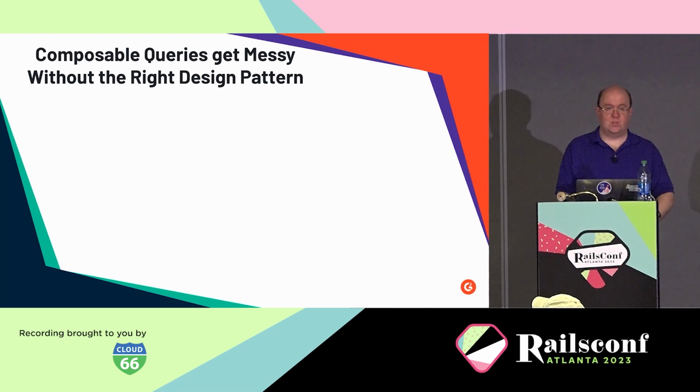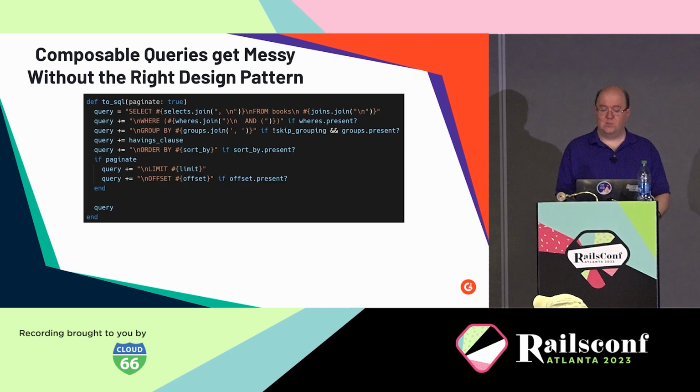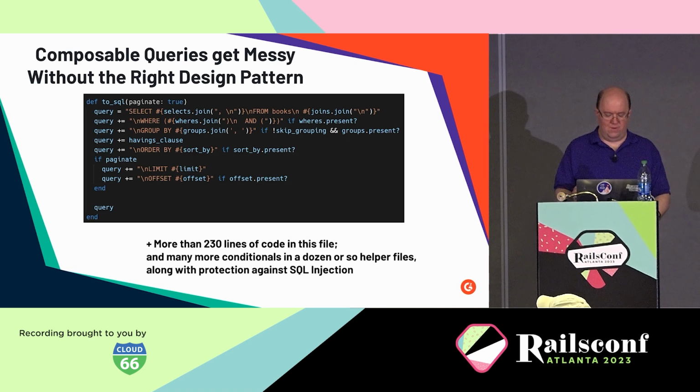And composable queries can get messy quite easily. I'm sure many developers in this room have experience struggling with this. So what I'm going to show you is an old design pattern we used. This is legacy code, which involves SQL concatenation. And there were more than 230 lines of code in this file. These were served by many different private methods and a dozen or so helper files. The problem here, by the way, is not SQL injection. We guarded against that in other parts of the code.